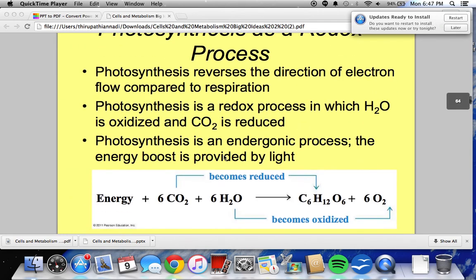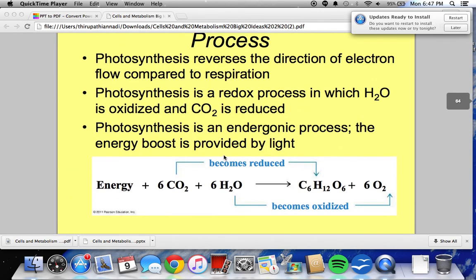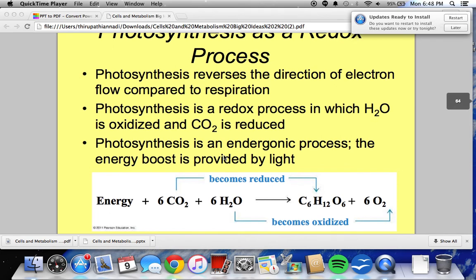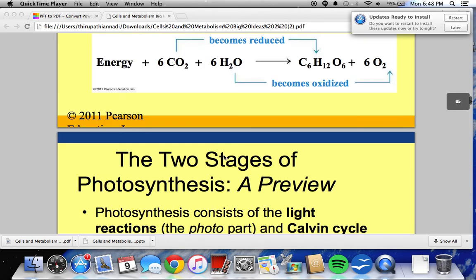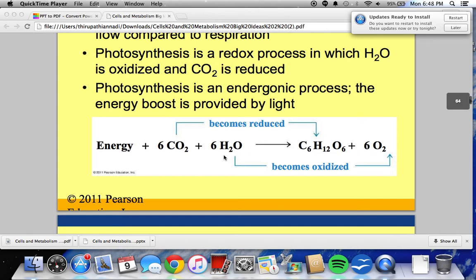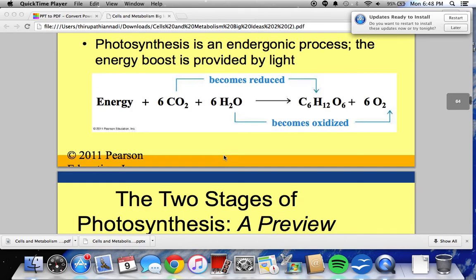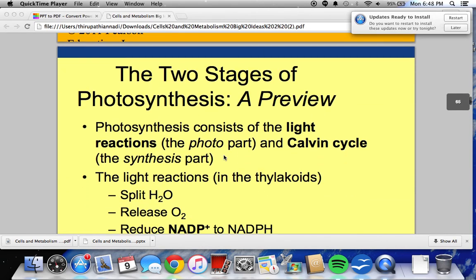And again, photosynthesis, like cellular respiration, is a redox reaction, which I explained in my last video, so I'm not going to go over this that well. And it's an endergonic process, which means it needs energy to work, and the energy is provided by light, and that's why photosynthesis has photo in it, which means light. So there are only two stages in photosynthesis, the light reactions and the Calvin cycle.